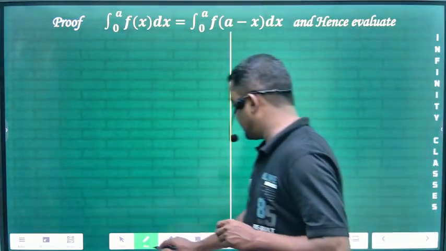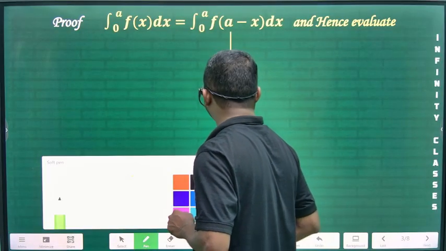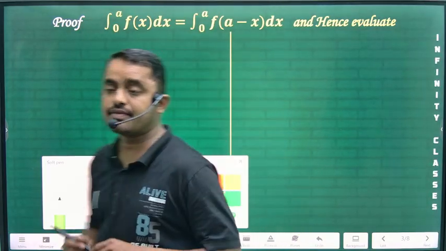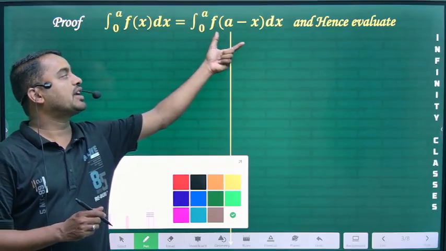So see the proof of the property. First, to prove this one we will take the RHS part. Integration of 0 to a f of x dx is equal to 0 to a f of a minus x dx, and hence evaluate.